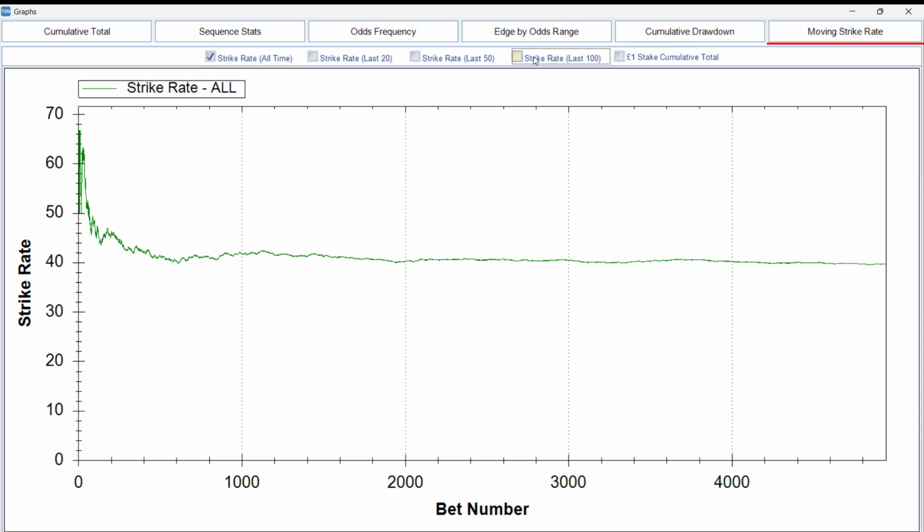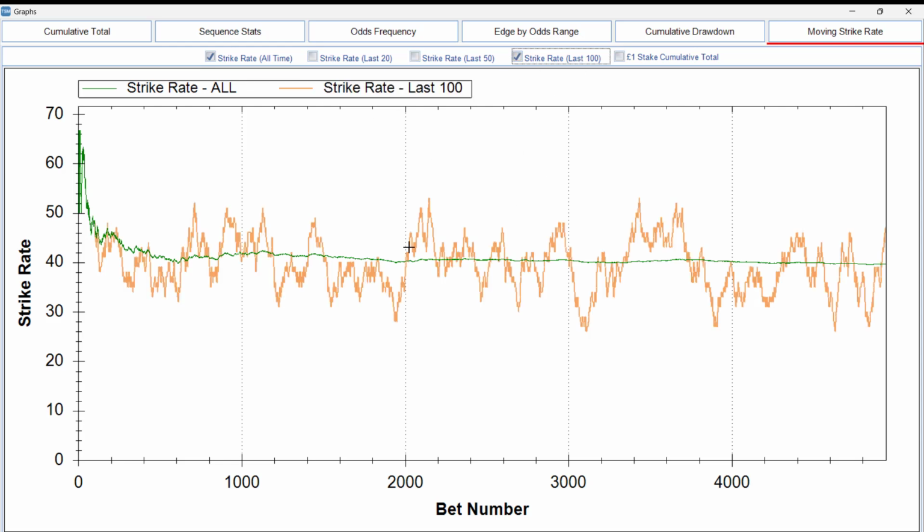But with this graph, you can see the strike rate for the last 100 bets. So for example, at this point when we've had 2,147 bets, the last 100 bets here had a win rate of 52%, around there, 54%.